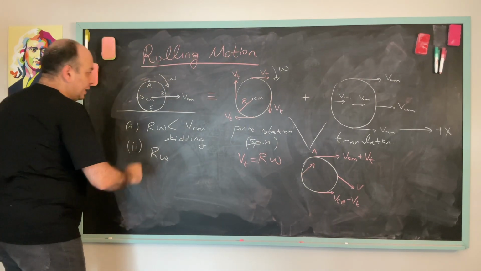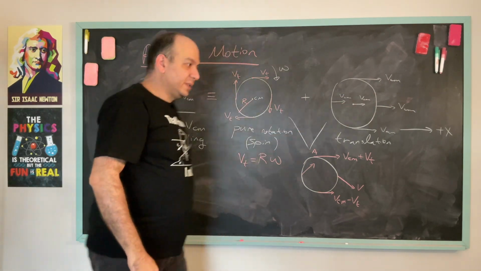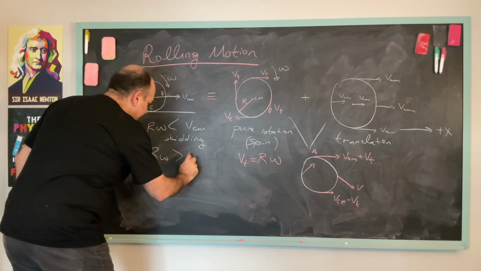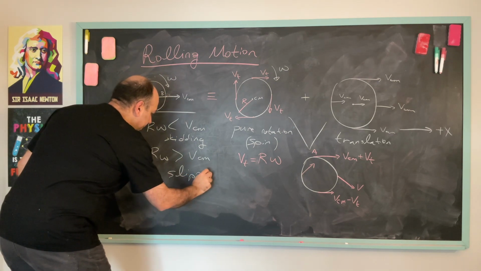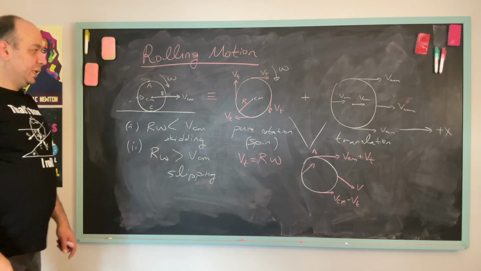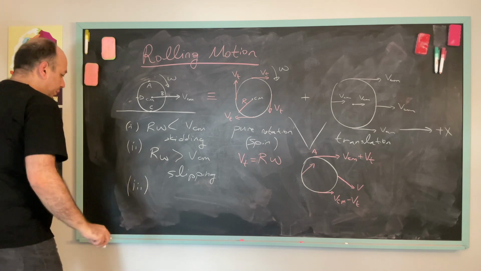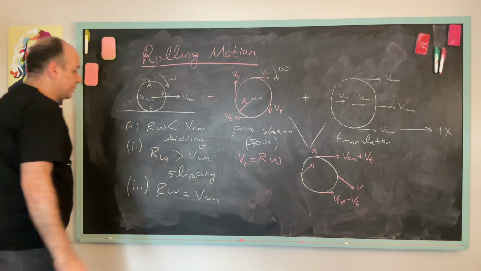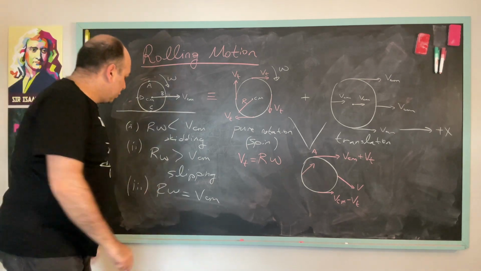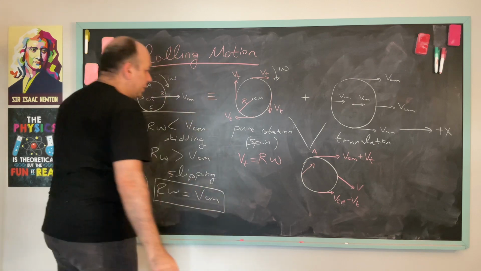Then you can say r times omega, rotation is faster than the translation. R times omega is larger than v center of mass. And this type of motion is called slipping. Okay? And there is the third case. R times omega is of course equal to v center of mass. This is the third case. And this is called rolling motion without slipping or skidding.